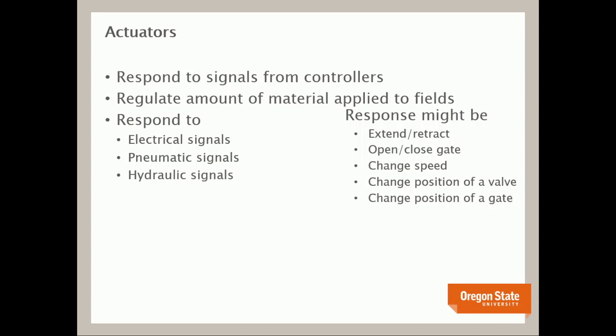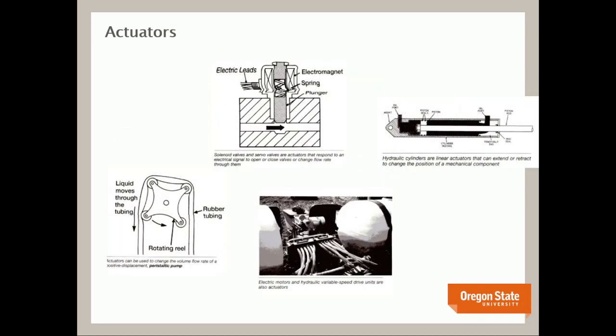An actuator responds to a signal from the controller and regulates the amount of material applied to the field. It responds to an electrical signal, pneumatic signal, or hydraulic signal. The response might be to extend, retract, open or close, change speed, change the position of a valve, or change the position of a gate. So here are some typical diagrams of the actuators.